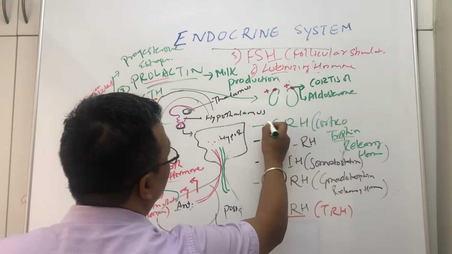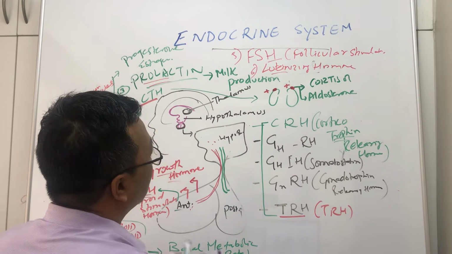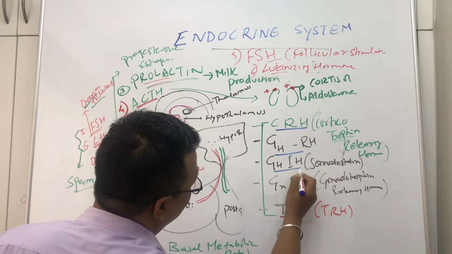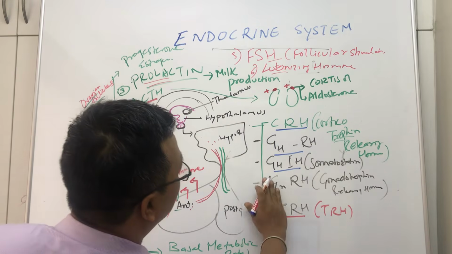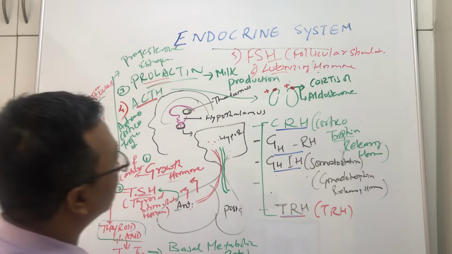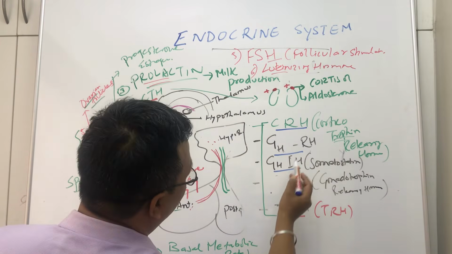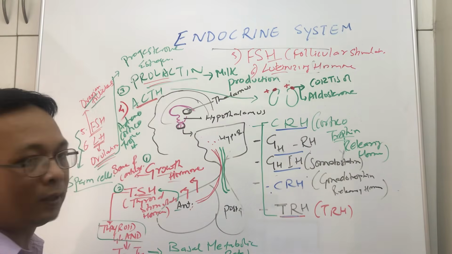Sperm cells. Okay. So what are the hormones released by hypothalamus? That is corticotropin releasing hormone, gonadotropin releasing hormone, growth hormone releasing hormone, growth hormone inhibiting hormone, thyroid releasing hormone. Okay, these are the 5 hormones.